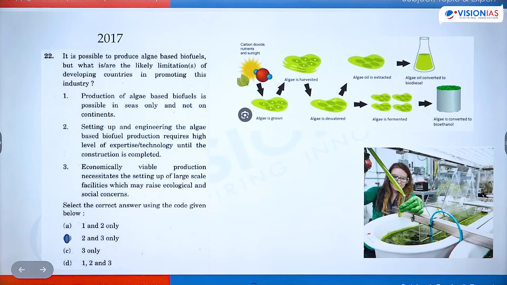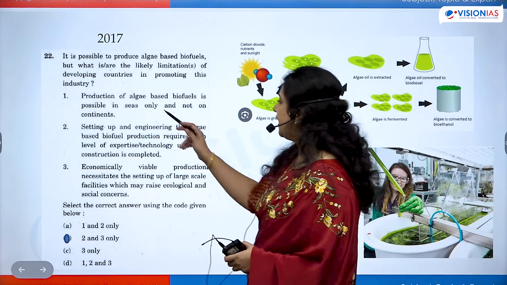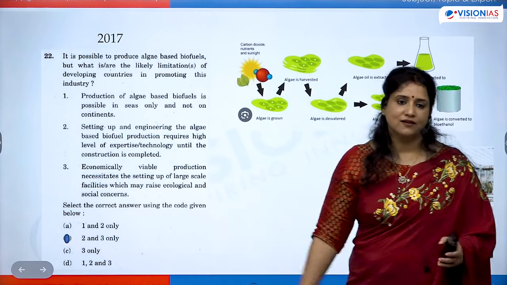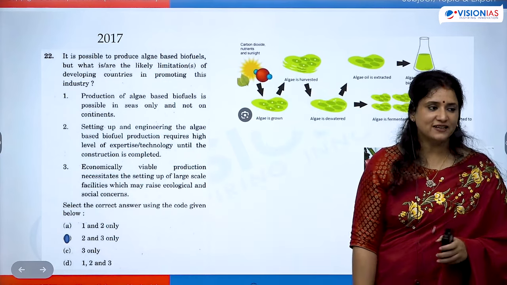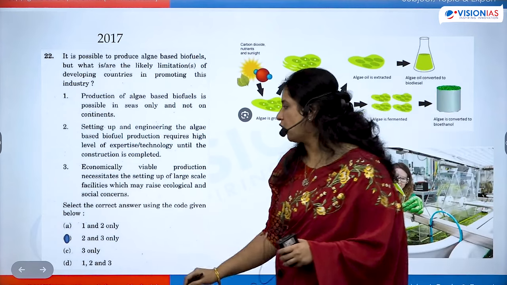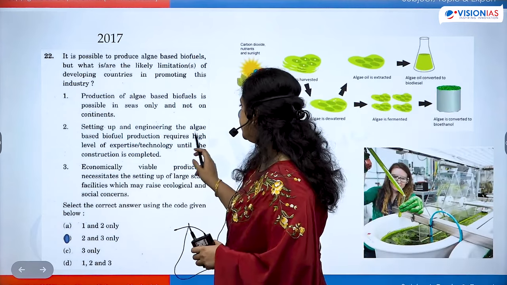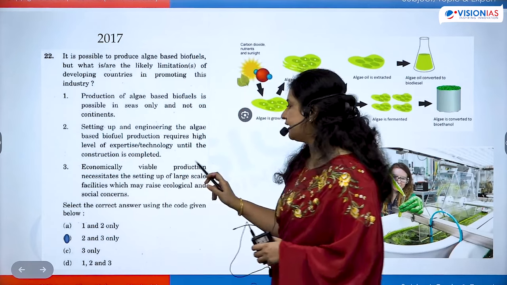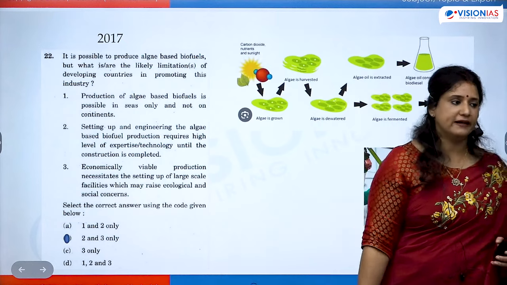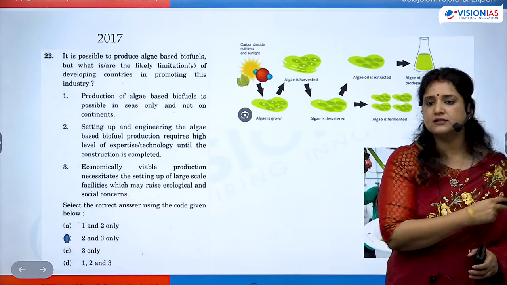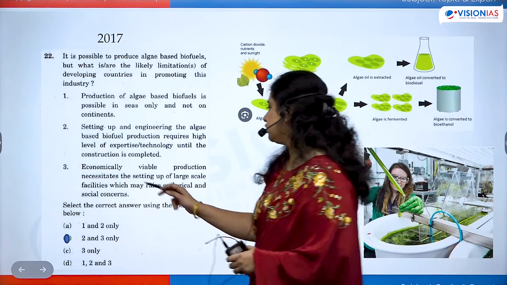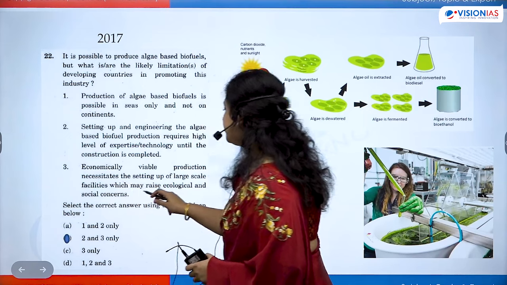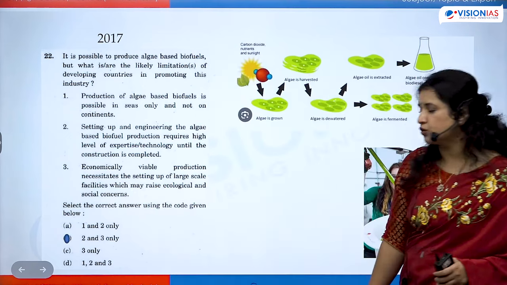Alright, now let's see the question. Production of algae based biofuels is possible in seas only and not on continents. Why not? Of course it can be. Okay, so this statement is wrong. Setting up and engineering the algae based biofuel production requires high level of expertise, technology until the construction is completed. Yes, the process requires skill and technology. Economically viable production necessitates the setting up of large-scale facilities which may raise ecological and social concerns.